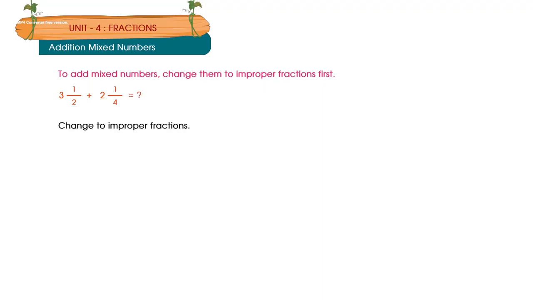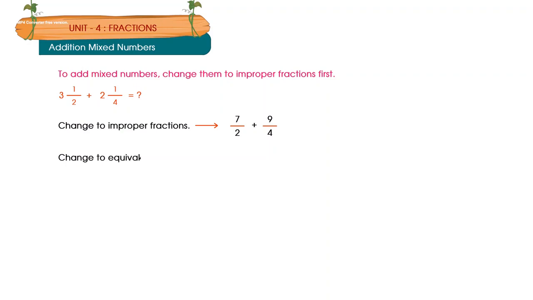Adding mixed numbers. To add mixed numbers, change them to improper fractions first. 3 1/2 plus 2 1/4 is equal to how much? Change to improper fractions: 7/2 plus 9/4.